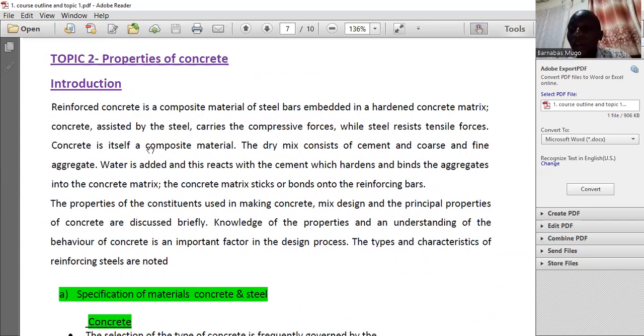Then the second topic that we need to discuss is the topic pertaining to the properties of concrete. I told you that concrete is made up of 3 main items or quantities. One of them is the ballast or aggregates. We have the fine aggregates and we have the coarse aggregates. We also have the sand, the sandy part.